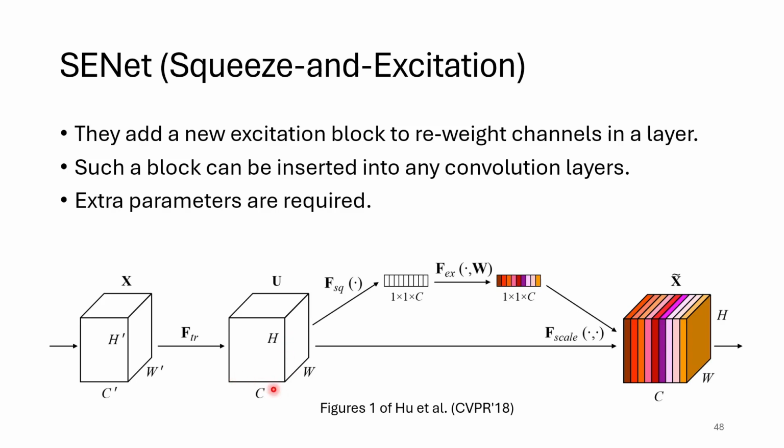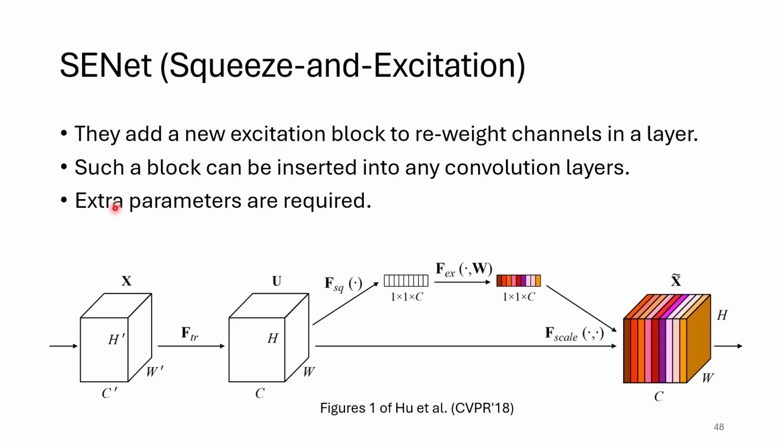So suppose there are C channels. They use more parameters. The squeeze means average pooling to create an average of every layer, so it becomes a 1 by 1 by C vector, and they use their parameters to adjust the weight of each layer and then multiply those vectors back, so they can adjust the weight layer by layer. So this is the way to adjust the parameters.